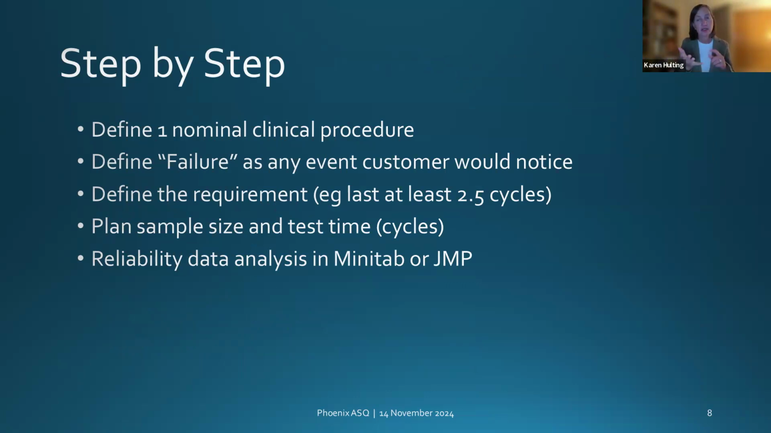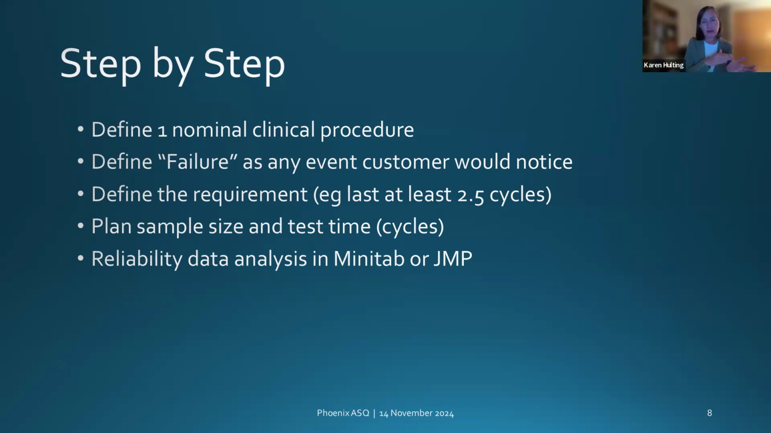So what is the step-by-step to get to that point where we have that analysis that we just looked at? So first we have to define what is one nominal clinical procedure, right? What is that test method? What do we need to replicate? Sometimes this is called stacked stress, where you figure out all the things that are going to happen to that product through one clinically relevant procedure, and put that together into a test method that's trying to reflect that clinical procedure.